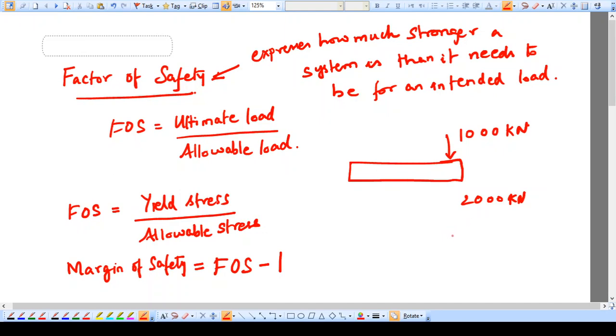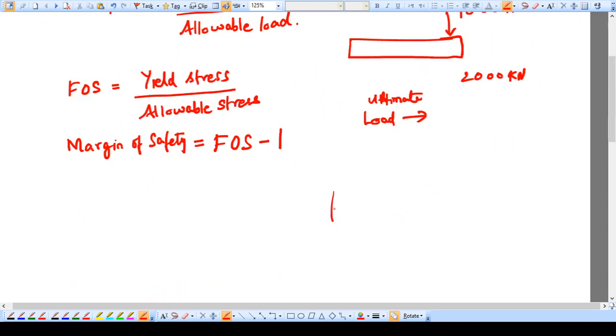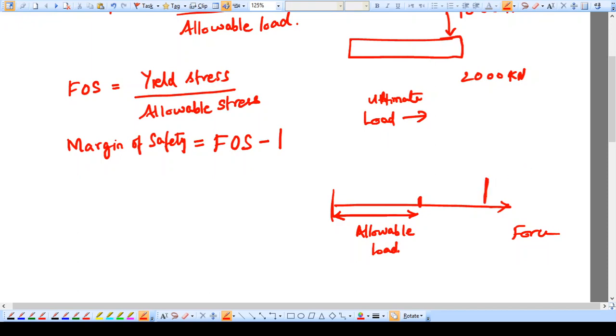So that load is called the ultimate load. The load above which the material will be failing. So if you draw the graph like this, which shows the force, your structural member will be subjected to a force within this limit. So this is your allowable load. But after this point, the member may fail. So this is your ultimate load.